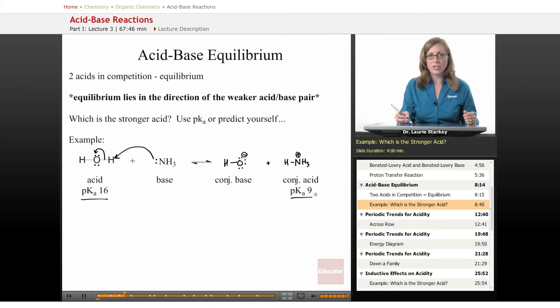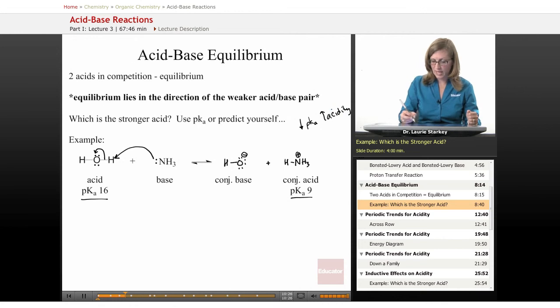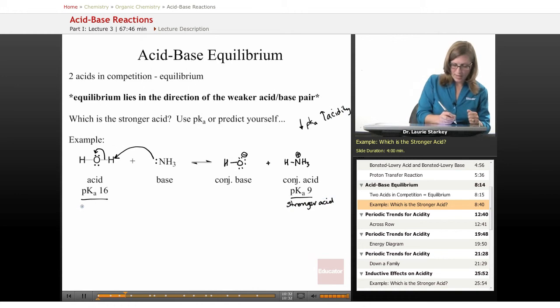Now, what is the relationship between pKa and acidity? They have an inverse relationship. The lower the pKa, the higher the acidity. Let's remember that. The lower the pKa, the higher the acidity, the stronger the acid. So a pKa of 9 is a stronger acid, and a pKa of 16 is a weaker acid.